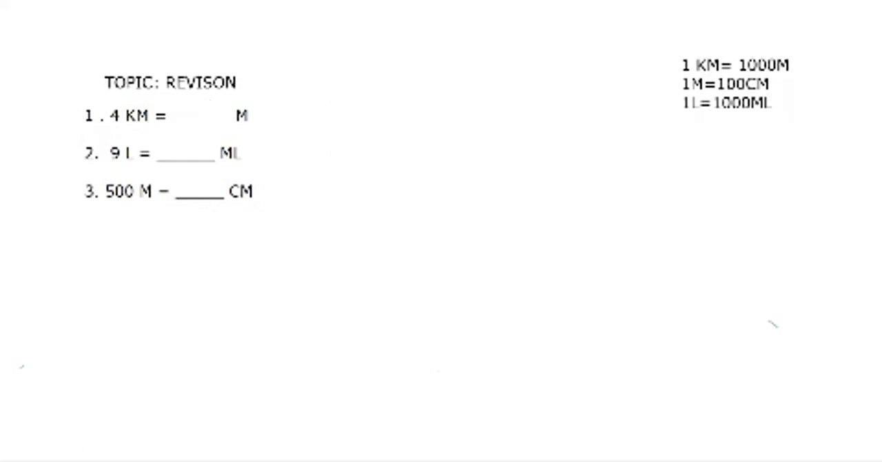Ma'am, your screen is very blurred. My screen is blurred. Okay, number 3 is 500 meter. Okay, I'm just reading. Huzefa, kindly stop your video. The second one is 9 liter. 9 liter is equal to dash milliliters. Okay, I'm reading it for all of you.